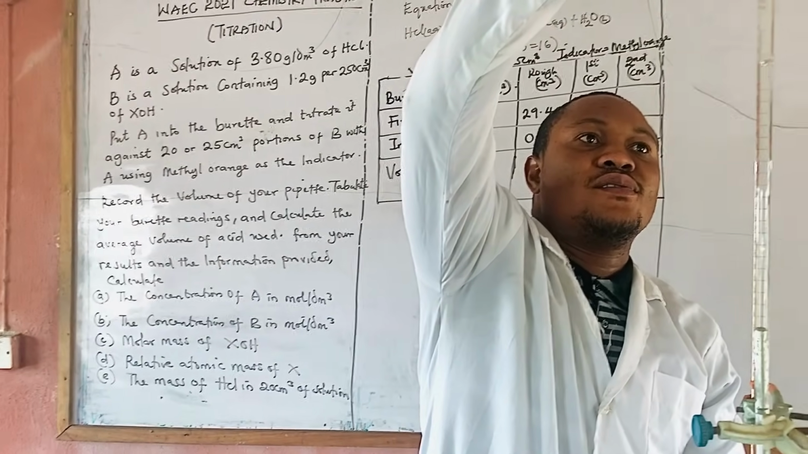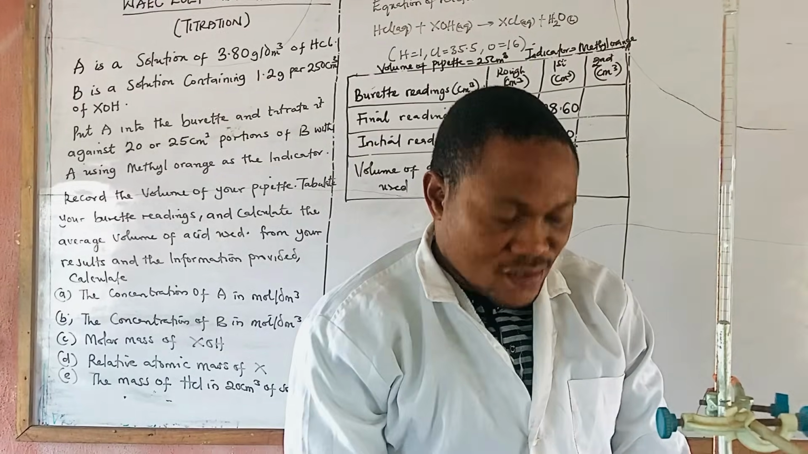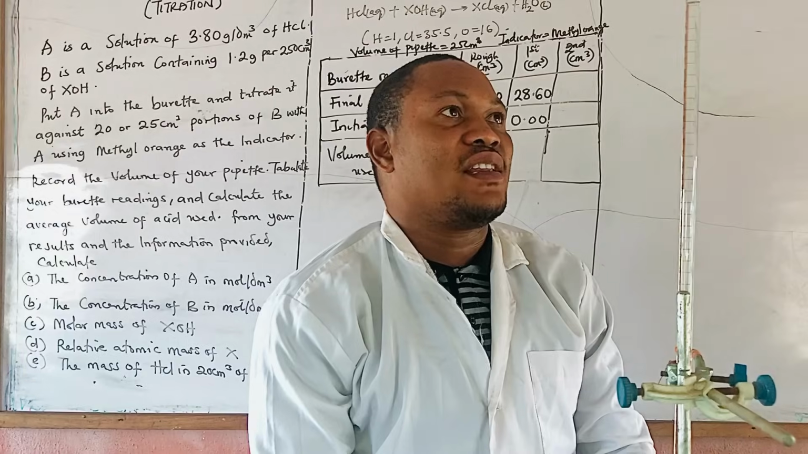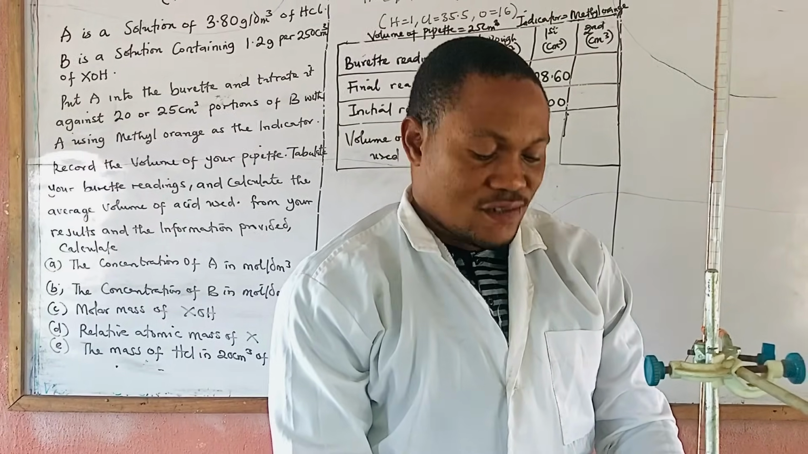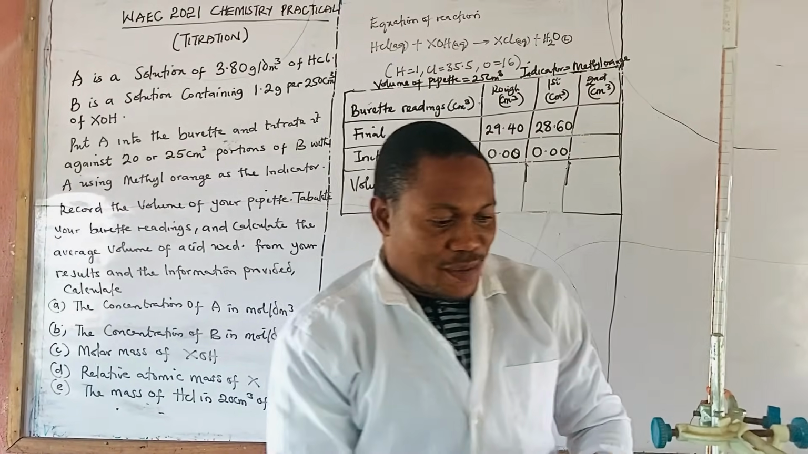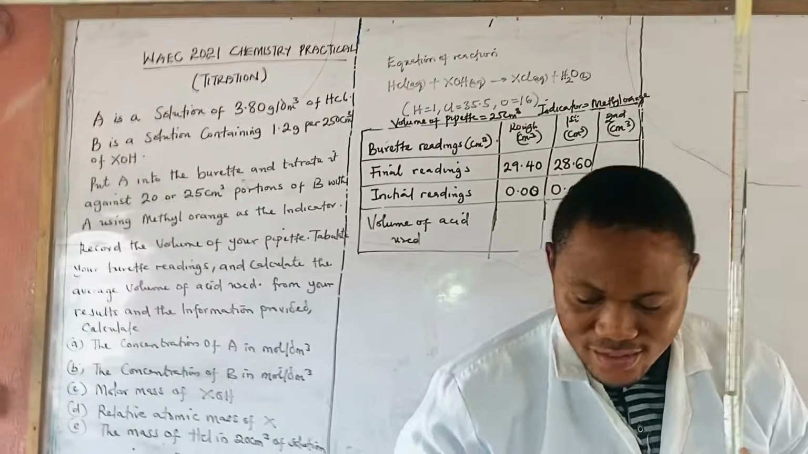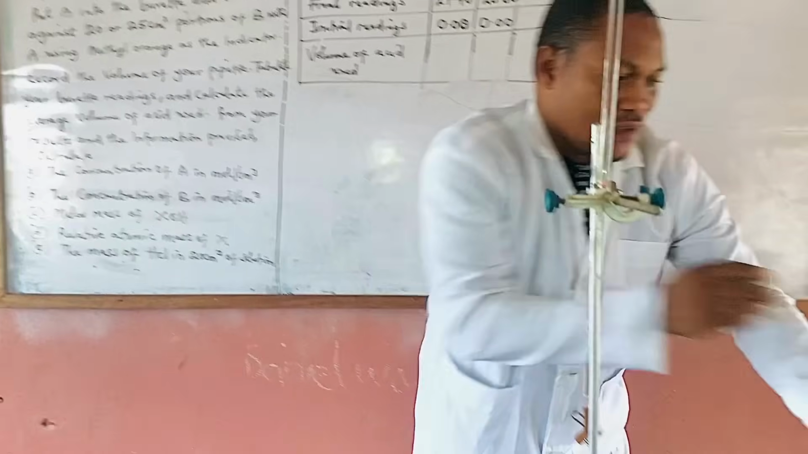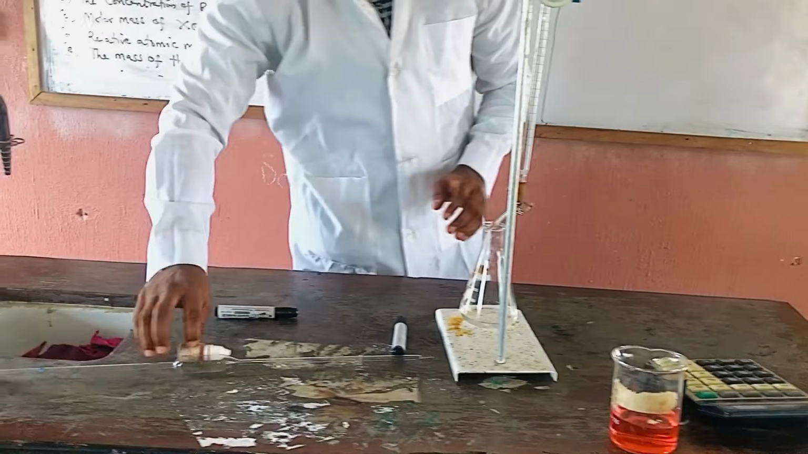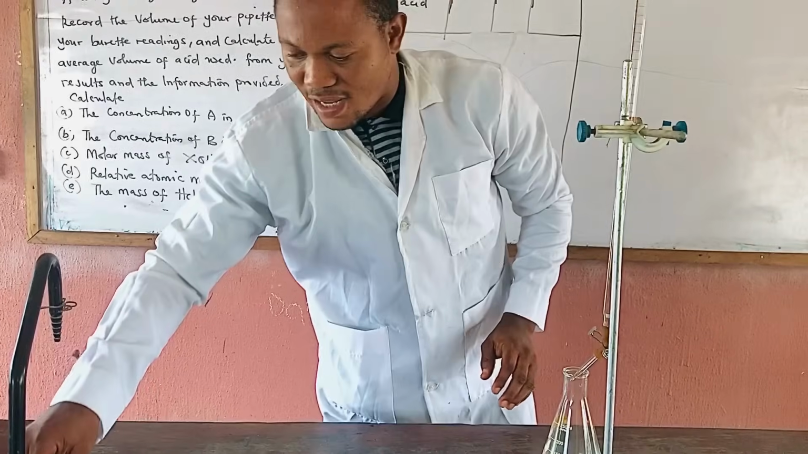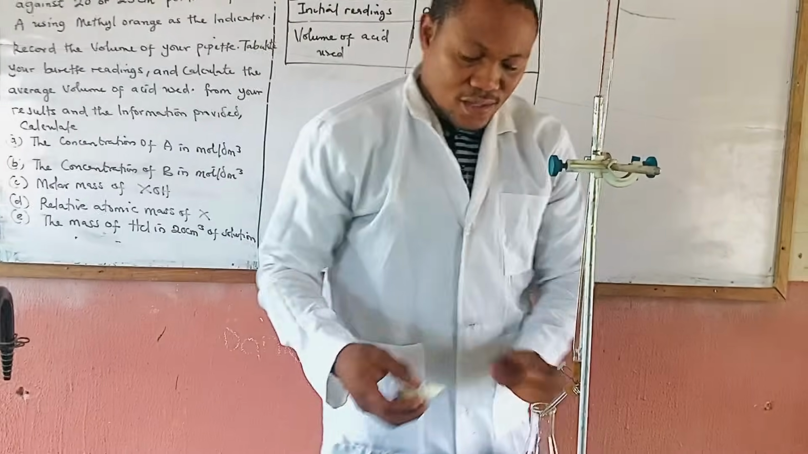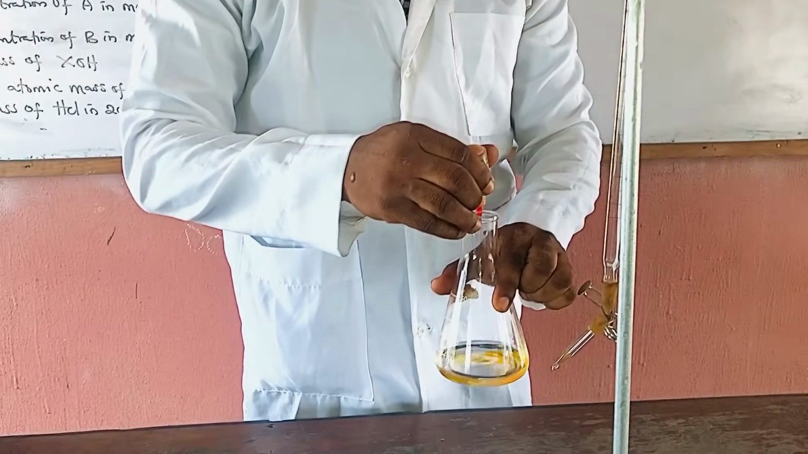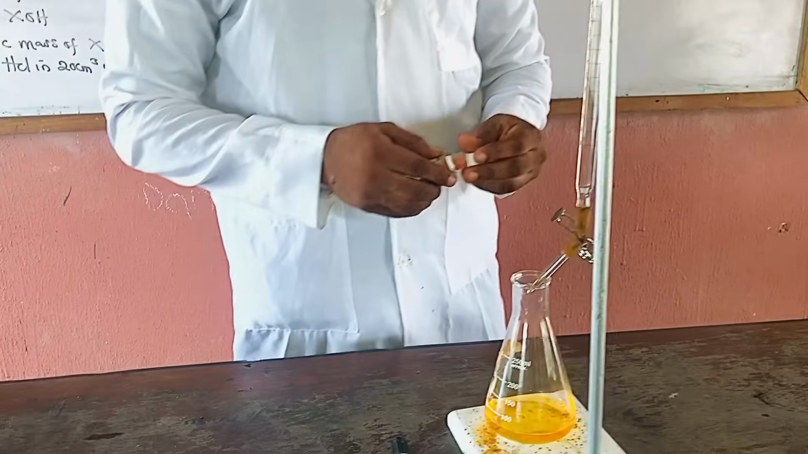So there's nothing to worry about. This is a very simple practical that we should be able to carry out ourselves without any assistance. Okay, so on the zero mark again, fine, that will be the last iteration. So let's add these two here because that will be the last iteration now. So let's add this here like this so that it will not be obstructing. So let's have our two drops again. Quickly, one, two, okay, that's fine.